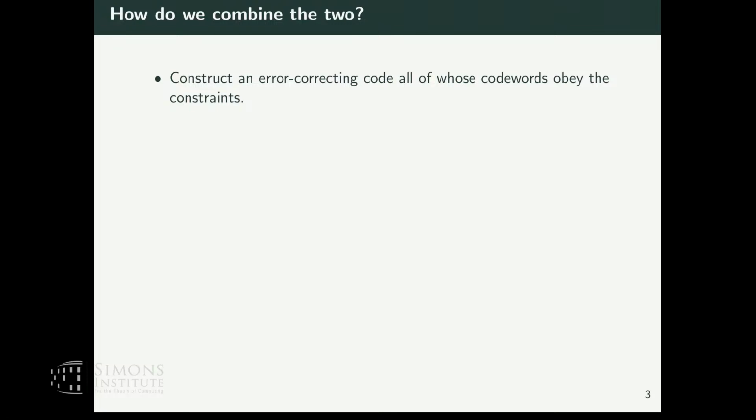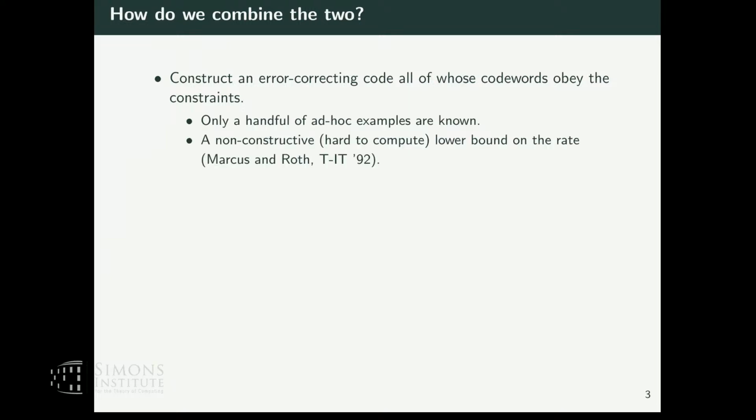Well, we would like to maybe be lucky to construct an error-correcting code, all of whose code words obey the constraint. Now, this is generally very hard. Only a handful of ad hoc examples are known. During the recess before this talk, I was informed by Ido Tal over there that there is a way of combining polar codes with constraints. And there's also a non-constructive and very hard to compute lower bound on the rate of such combined codes given by Marcus and Roth way back in 92.